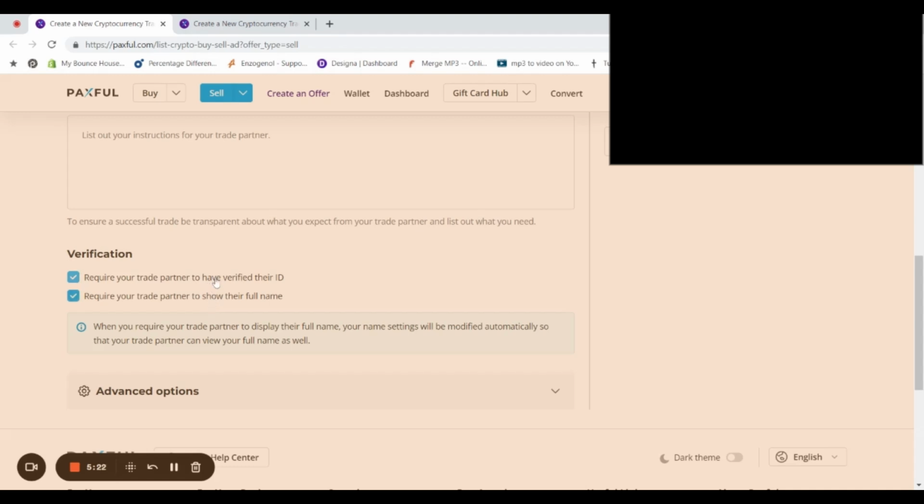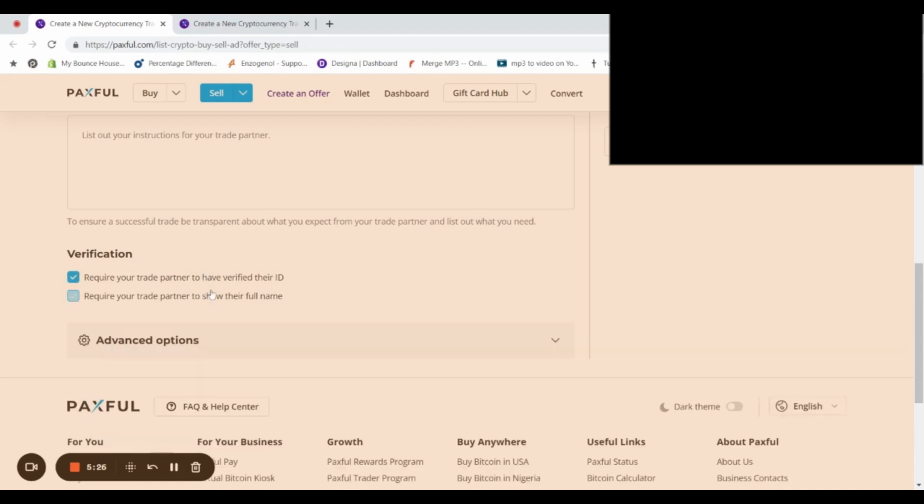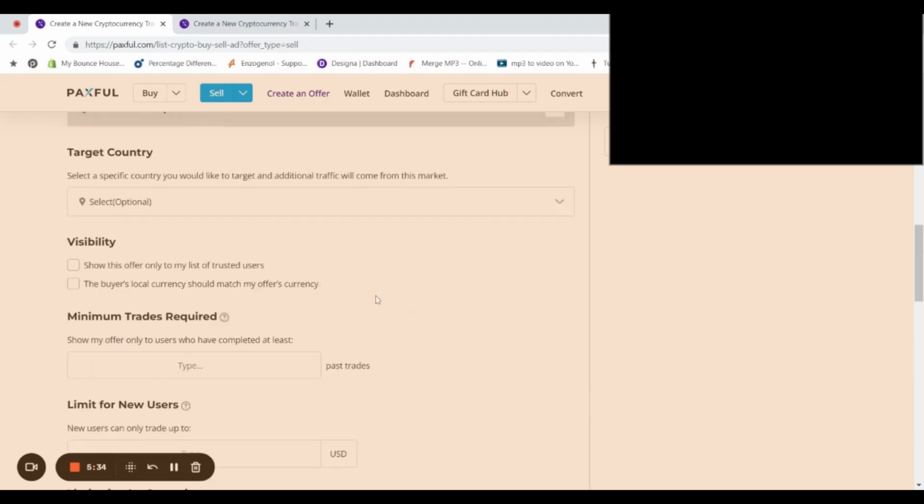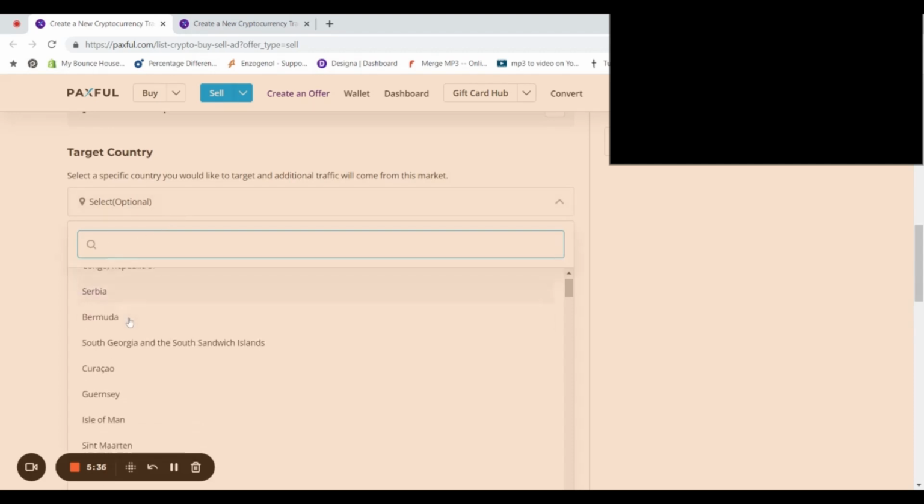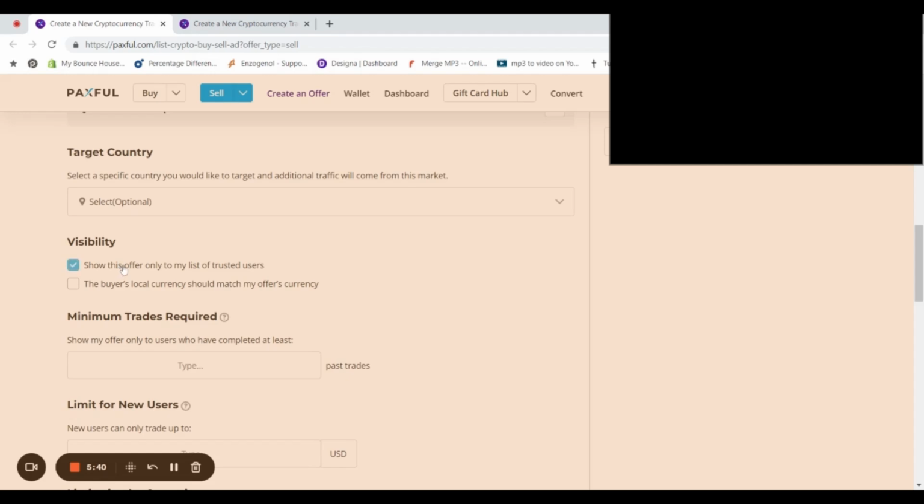If you're not seeing the traction that you want, one technique is to remove one or two of these classifications. Generally, I would just remove this one and keep this one because I still want to see their name. There are also some advanced options. You can target a certain country, or you can exclude a certain country. You can also show this offer to only a list of trusted users. Trusted users are people who mark you as trusted on your profile.